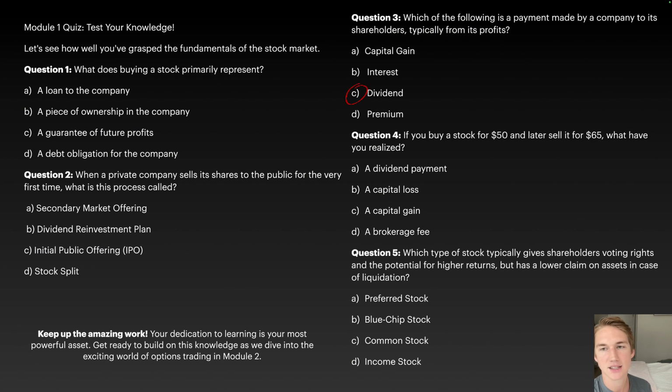Question 4. If you buy a stock for $50 and later sell it for $65, what have you realized? Easy one. Capital gain.